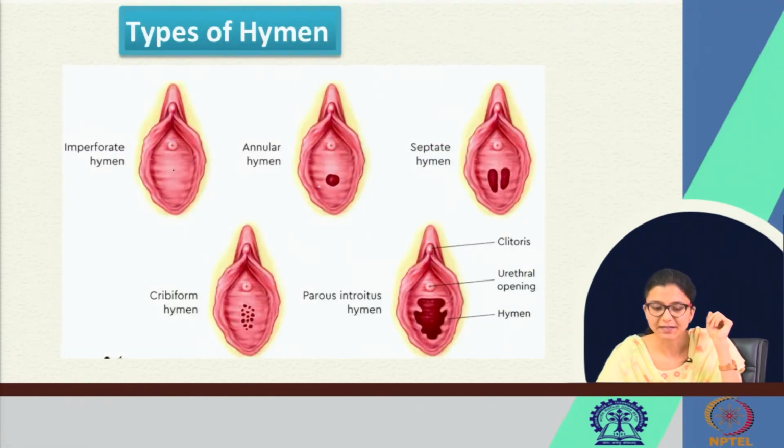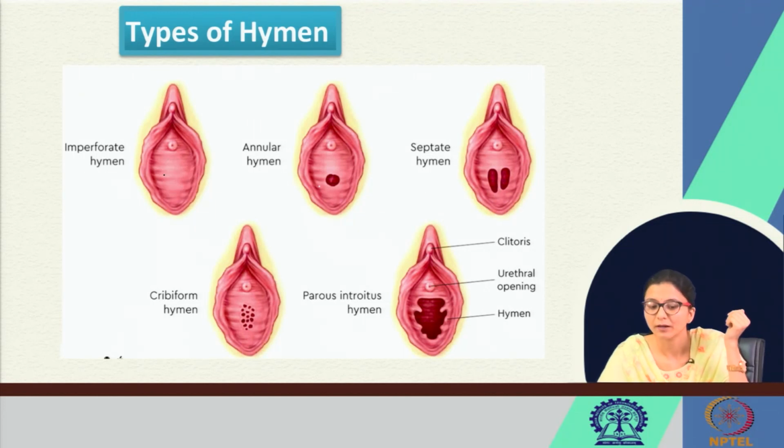Types of hymen. Hymen is nothing but a covering of the vestibule. And this hymen remains intact at birth, but gradually it will undergo wear and tear. There will be openings of the hymen, and depending upon the openings on the hymen, we name them. Like this is imperforate hymen. There is no opening in the hymen.